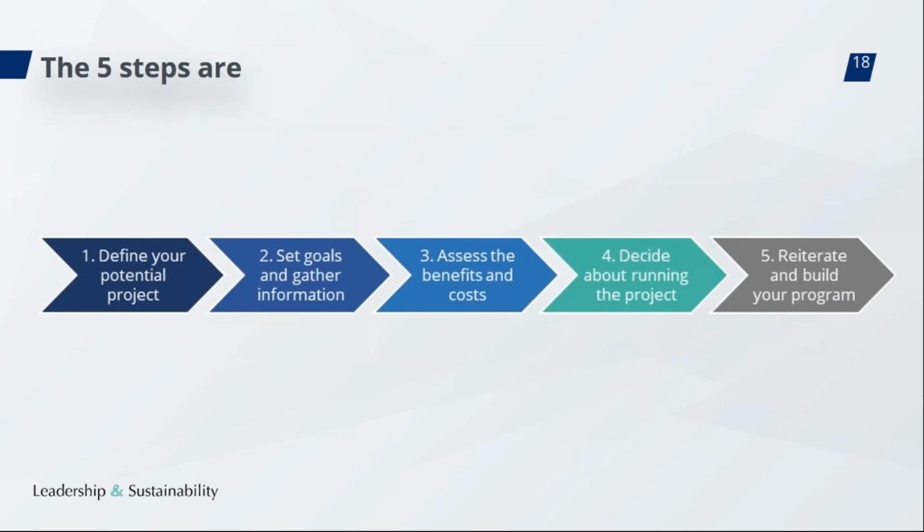So what are the steps to develop the business case and decide about the project? Well, the steps themselves are quite straightforward, and you see them here in this flowchart. Define your potential project or goal is the first step. When defining your potential sustainability project, ask yourself where the levers in your company are in order to shift it to a more sustainable modus operandi.